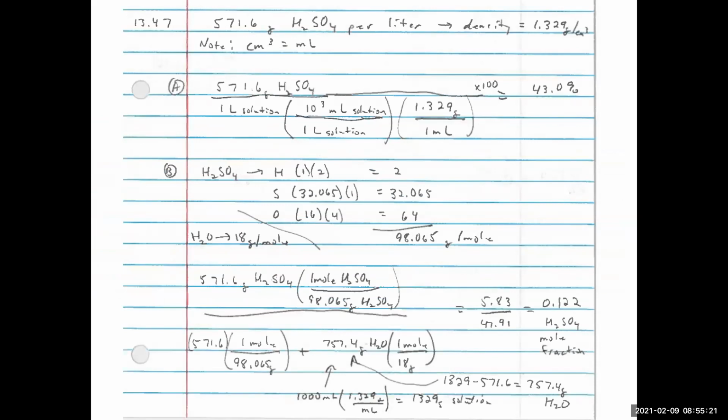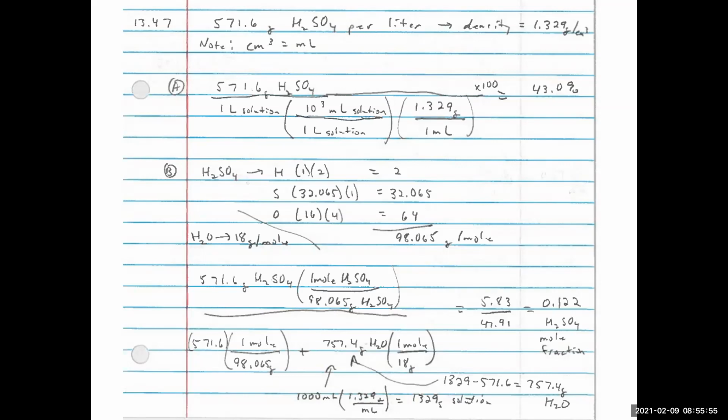Let's look at 13.47 and go through some of this. In this case, we're told we have 571.6 grams of sulfuric acid per liter, and we're given the density of 1.329 grams per centimeter cubed. What else is centimeter cubed represented as? It's represented as mils, right? So don't let the centimeter cubed thing throw you off. Grams per centimeter cubed is the same as grams per mil.